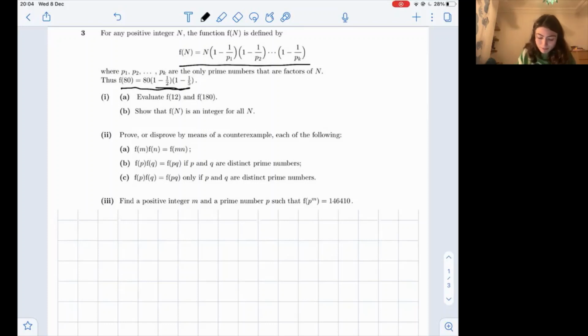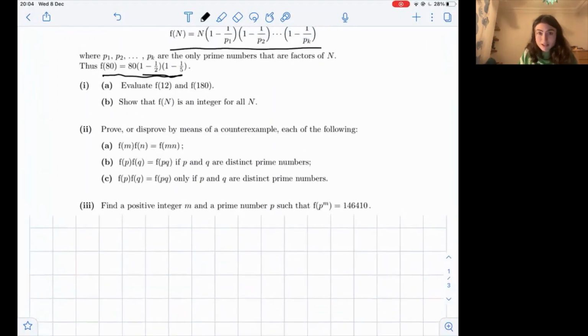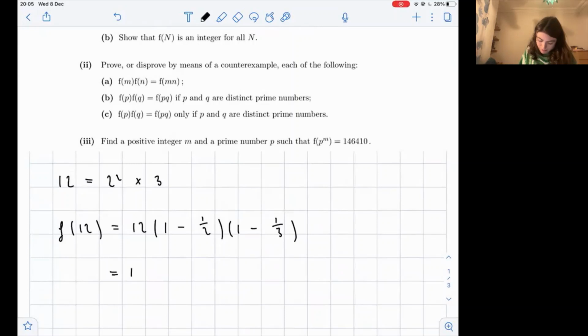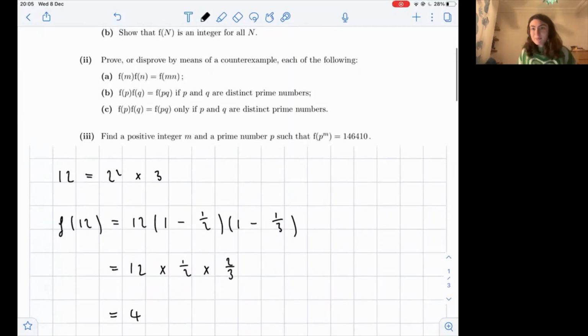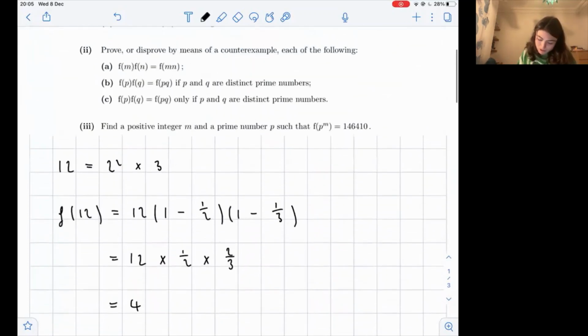It starts off nice and simple, really, and it asks us to just evaluate the function for 12 and 180. So we need to first find the prime factorization, let's start with 12. That's 2 squared times 3. So we have 2 as P1 and 3 as P2. If we put that into the function, we have F(12) equals 12 times (1 minus a half) times (1 minus a third). This equals 12 times 1/2 times 2/3, which equals 4. Quite easy.